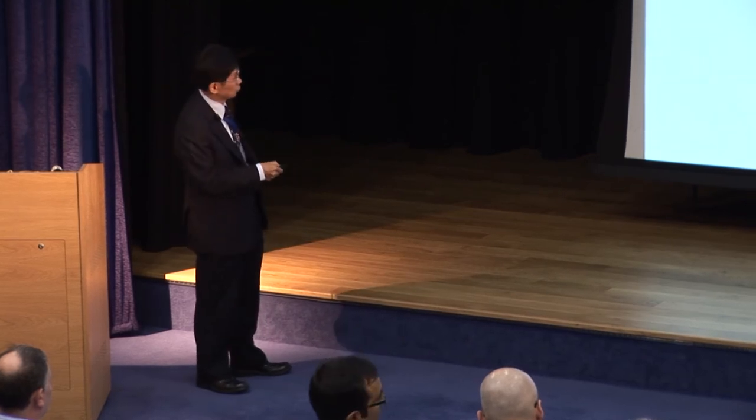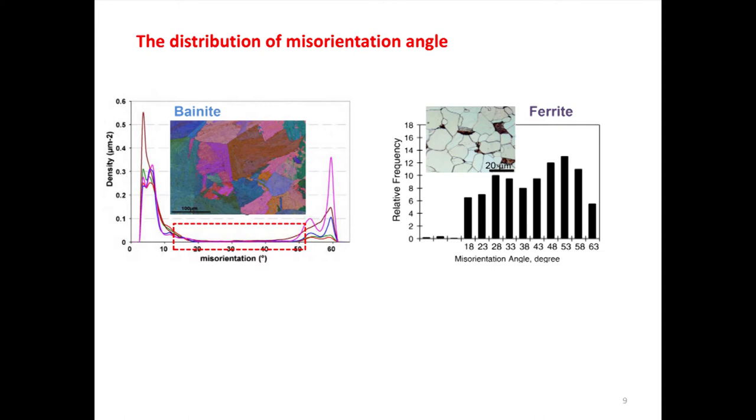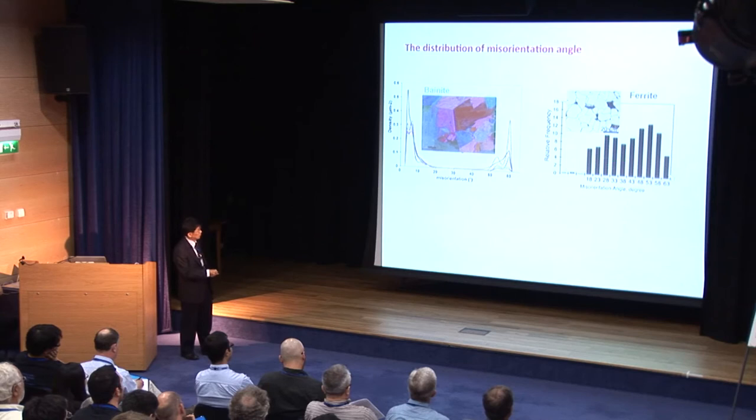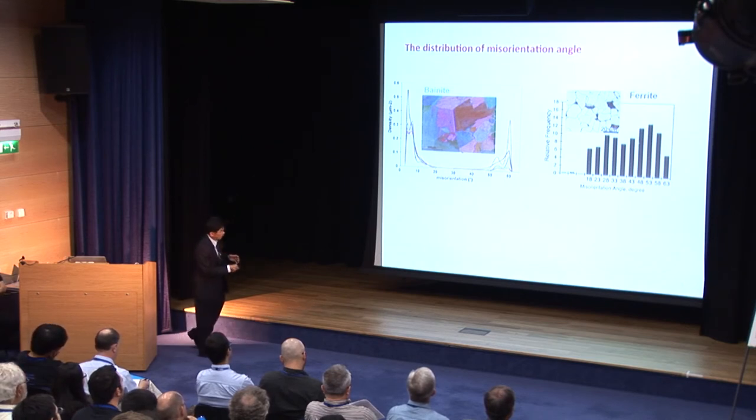Here, I would like to show you two examples. For the bainite, we can have the distribution of misorientation angle, something like this. And we have two peaks here. This is the low angle, and this is the angle at 60 degrees. Maybe somebody understands why it's located at 60 degrees. And for the ferrite, we can see the misorientation angle is always a high angle. So from the intensity here, it's very easy to distinguish the bainite and ferrite regions.